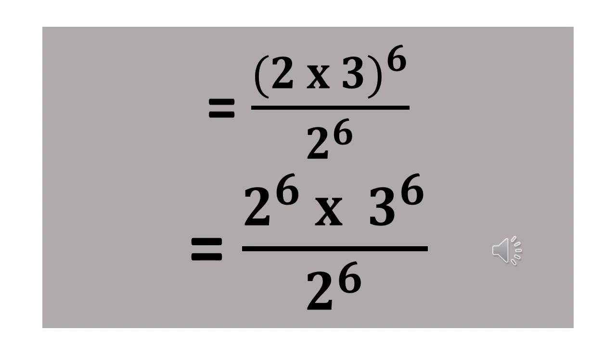So we can still separate the 2 times 3 raised to power 6 using that law that we talked about the other time, that if you have a b in bracket raised to power y, then it simply means a raised to power y times b raised to power y. So 2 times 3 in bracket raised to power 6 means 2 raised to power 6 times 3 raised to power 6 all over 2 raised to power 6.